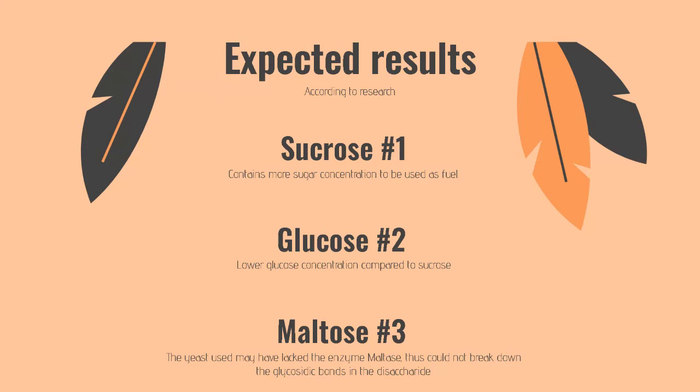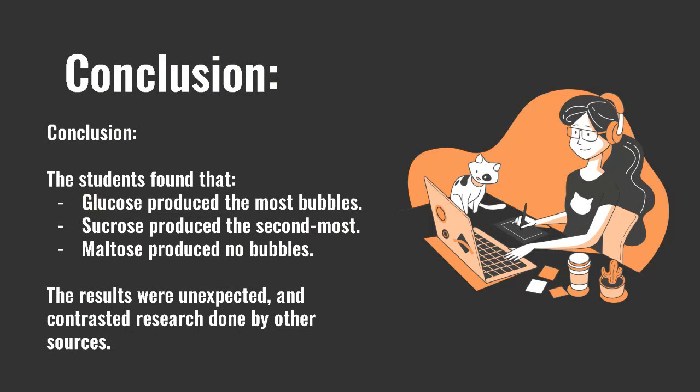These are the expected results according to research. Sucrose was supposed to have the highest amount of bubbles, glucose would be second highest, and maltose in third place. In conclusion, the students found that glucose produced the most bubbles, sucrose produced the second most, and maltose produced no bubbles. However, these results were unexpected and contrasted research done by other sources.